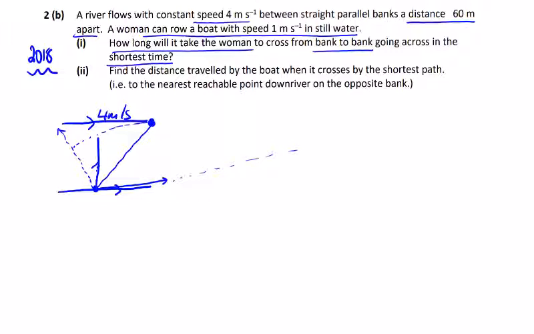We have a distance across of 60. She can swim at 1. The river flows at 4. So let's have a look at a little diagram here for how long it will take her to cross.